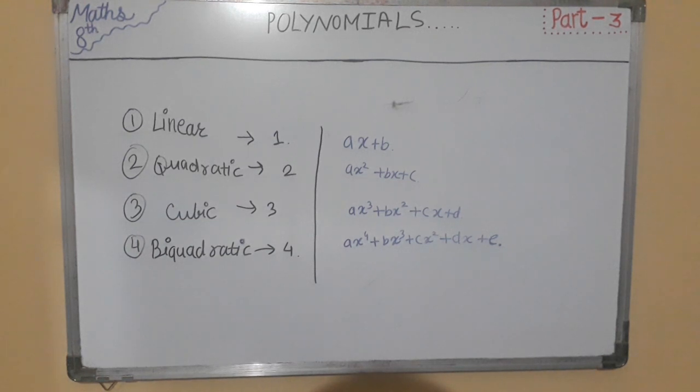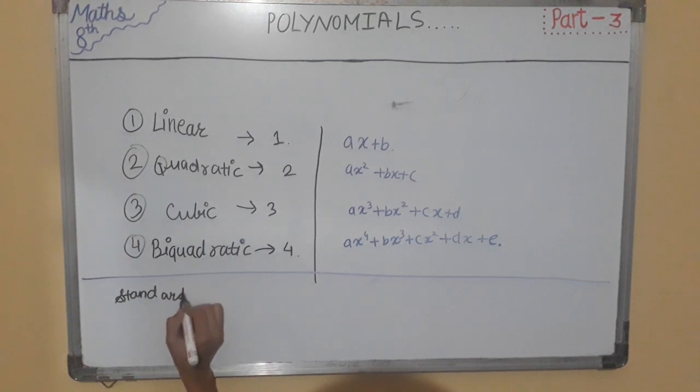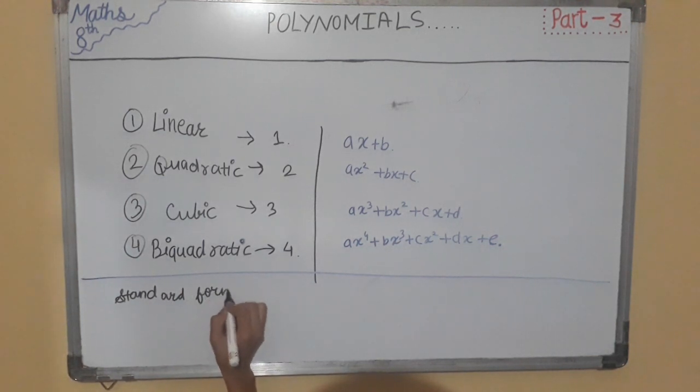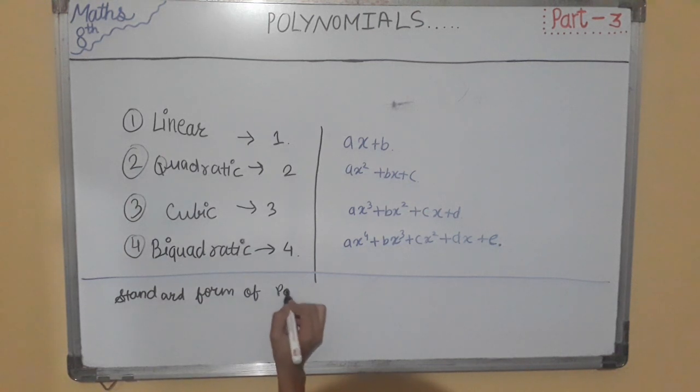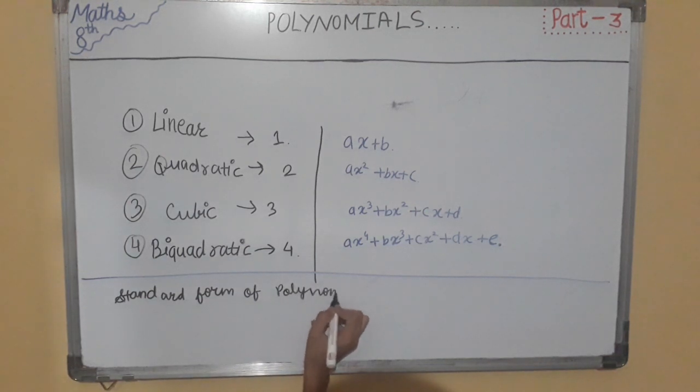Now the next point is standard form of polynomials. We will learn this in an easy way. In the standard form of a polynomial, the terms are in the descending order of the powers of the variable. Listen to the point carefully.